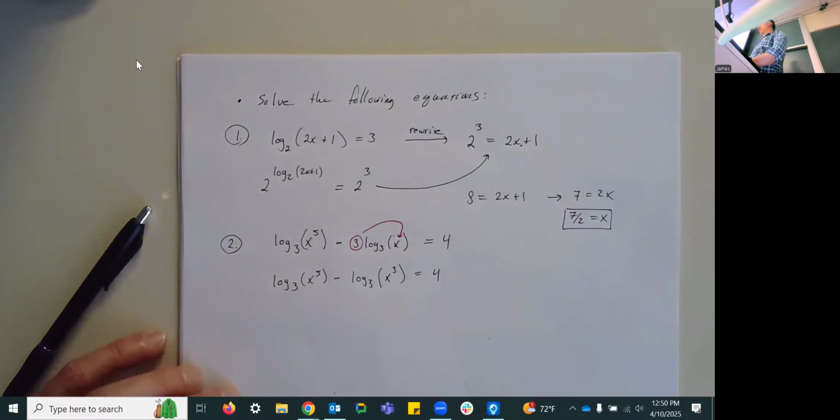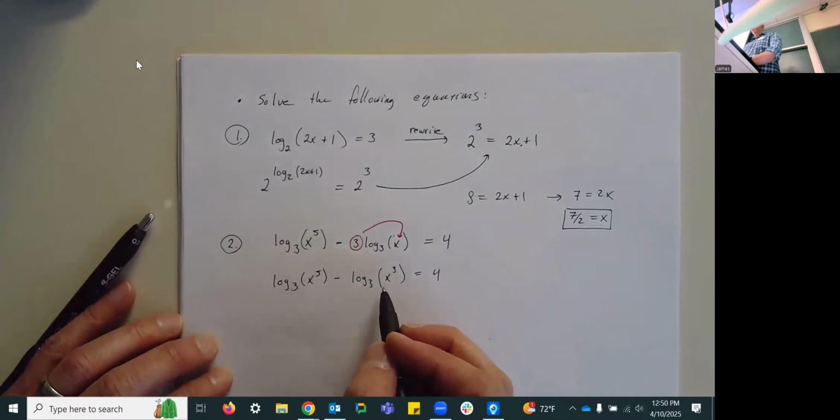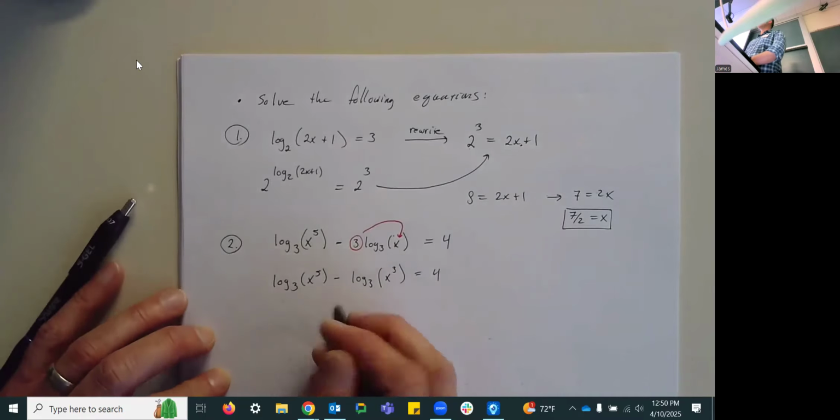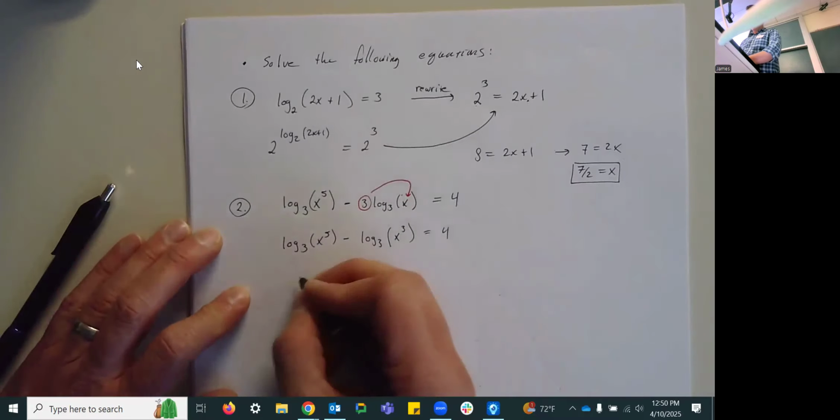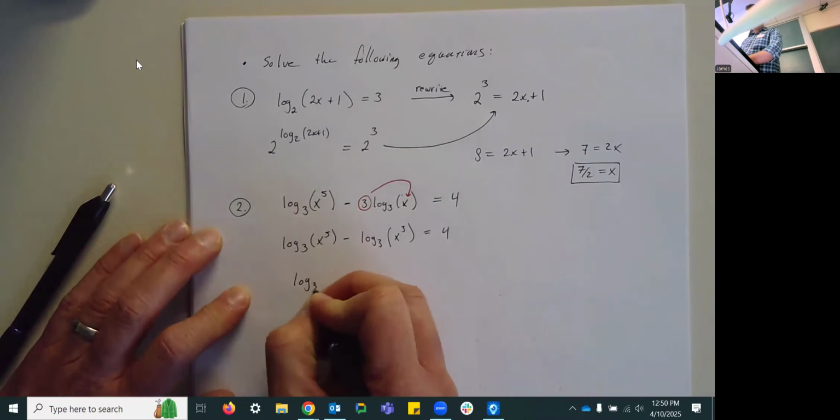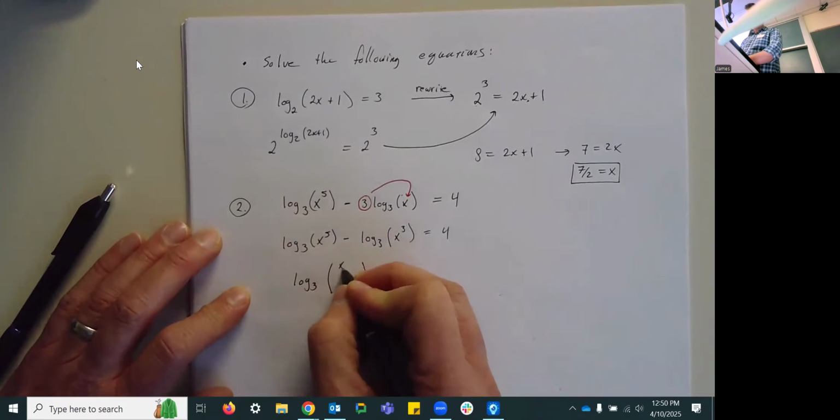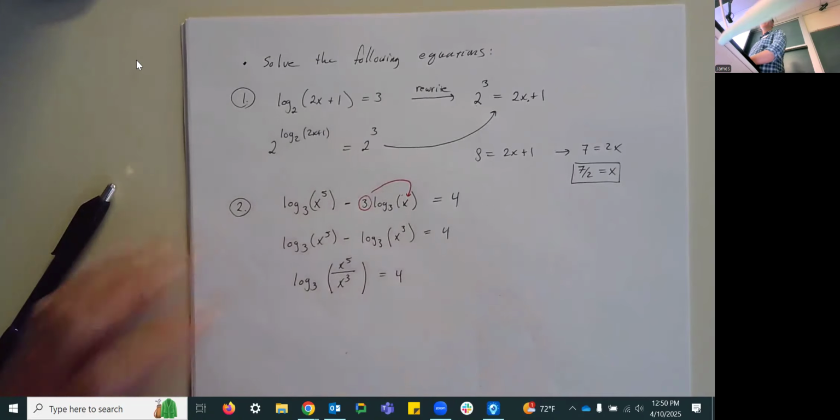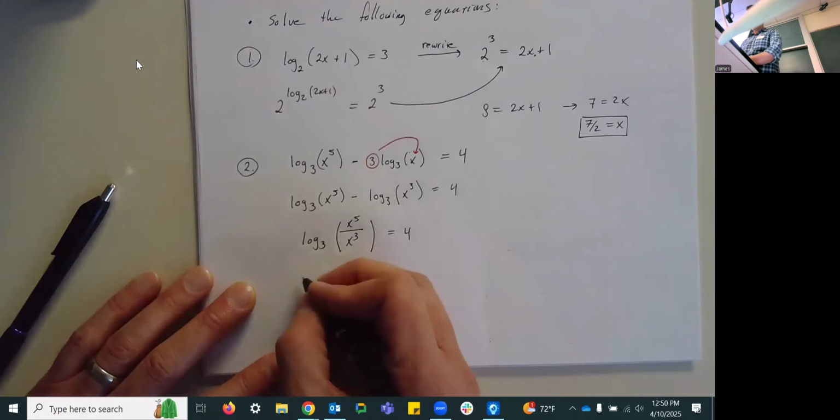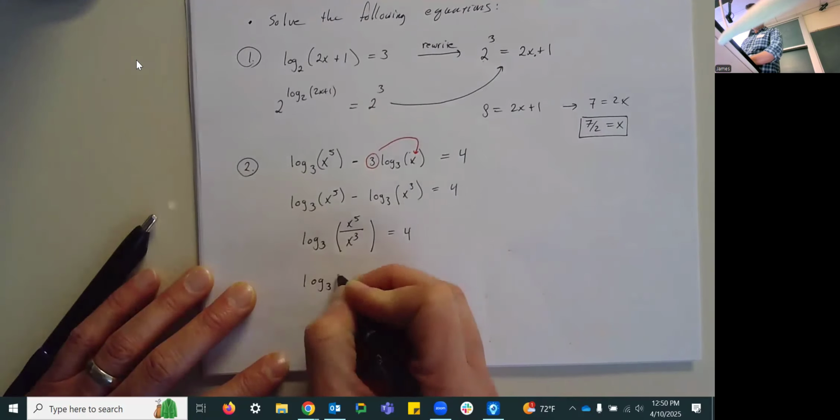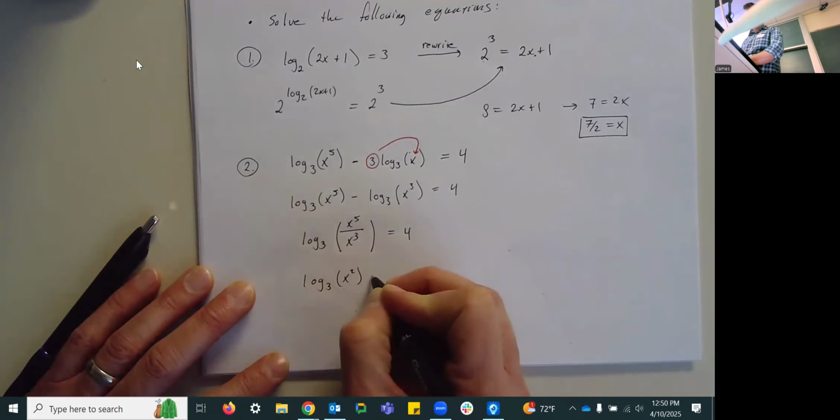And then we're going to combine these logarithms using the quotient rule for logs, which says if you have a logarithm minus another logarithm and the base is the same, you can divide the arguments. So we can rewrite this as log base 3 of x to the 5th divided by x to the 3rd is equal to 4. We can simplify the insides. That's going to be log base 3 of x squared. Ooh, that's an interesting idea that I hadn't noticed before.